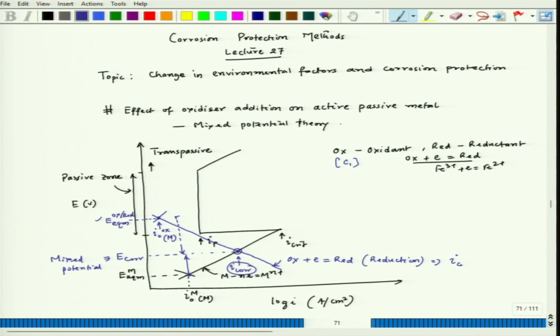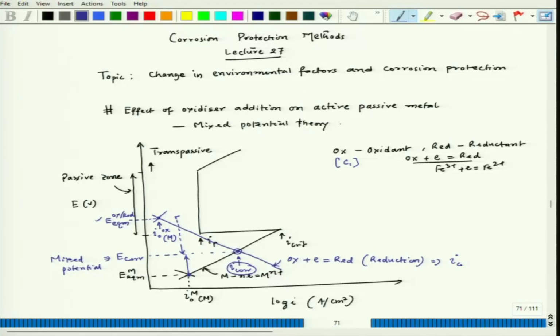And if I leave the metal there without the influence of any external current, the metal will dissolve at the rate corresponding to I corr, and it will stay in the active zone. And if we try to plot the polarization where we are actually supplying current from an external source, where I am using a potentiostat, the plot pattern would look like this.